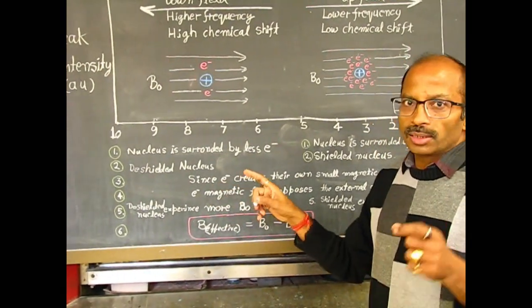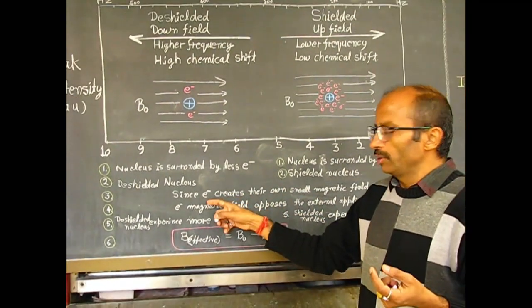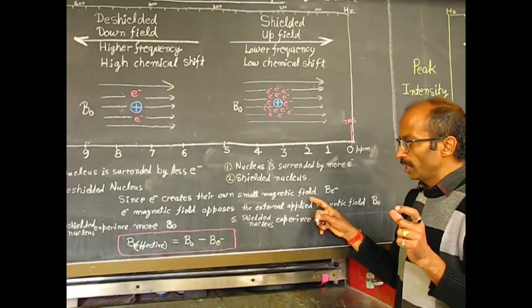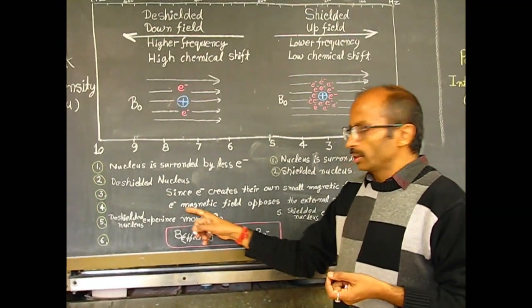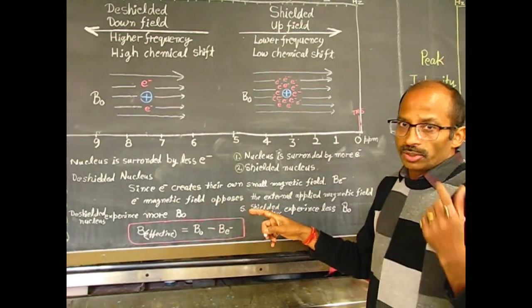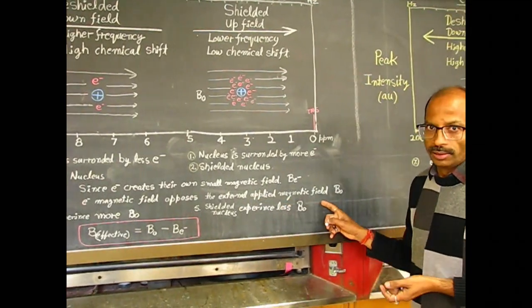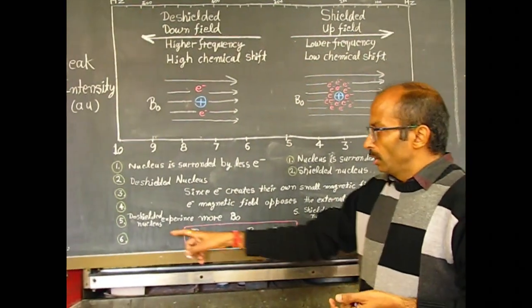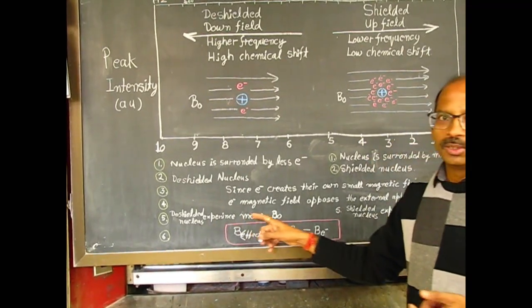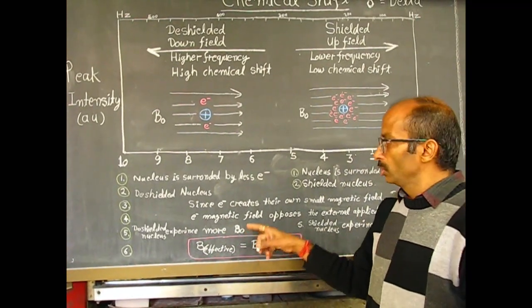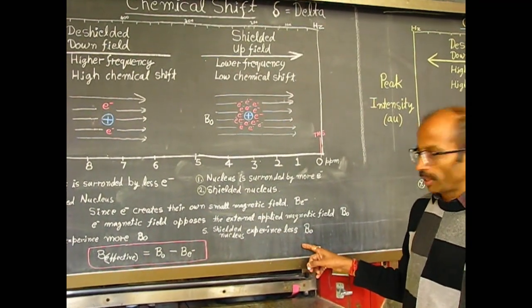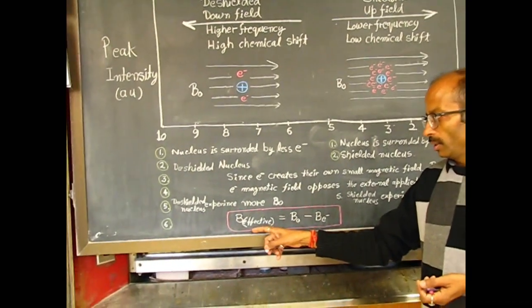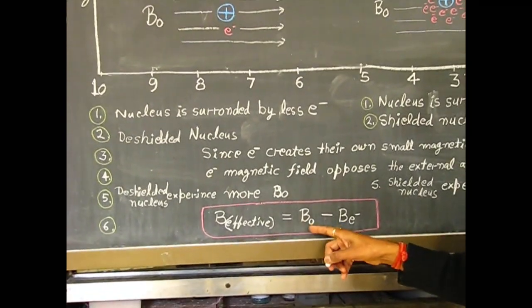Since electrons are spinning and they have a negative charge, they create their own small magnetic field, and this small electronic magnetic field opposes the external magnetic field. Therefore, a deshielded nucleus experiences more B0, the external magnetic field, and a shielded nucleus experiences less magnetic field. So we can write that B effective is equal to B0 minus B electron.